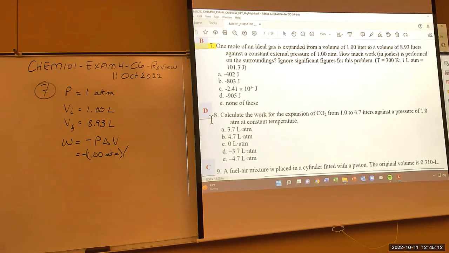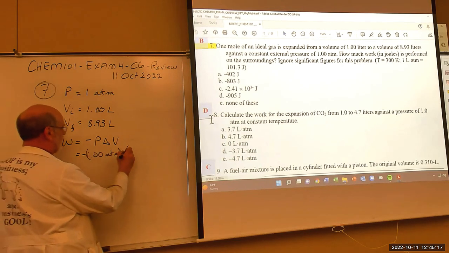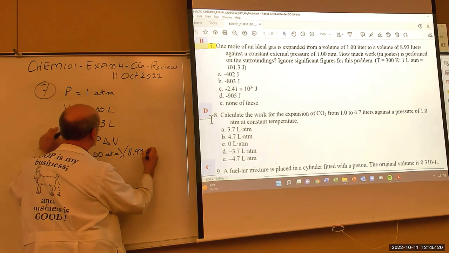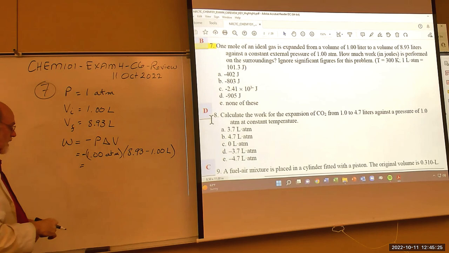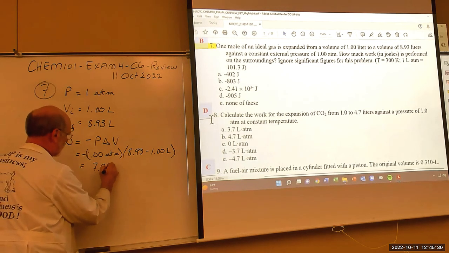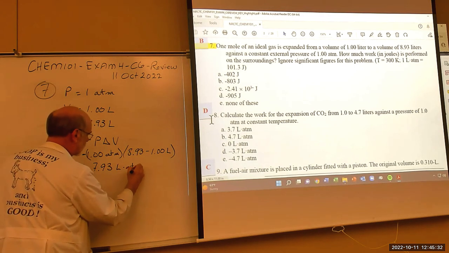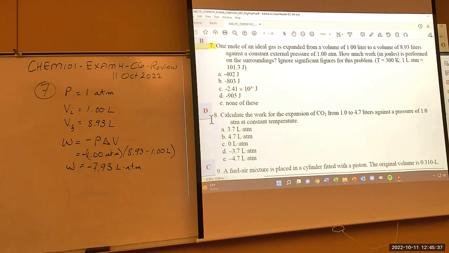It's always final minus initial, correct? So final minus initial. All right. So that'll be 7.93 times 1, negative liter atmospheres. Okay. Here's the problem. That answer's not up there. The units are in joules. So we got a unit conversion problem.